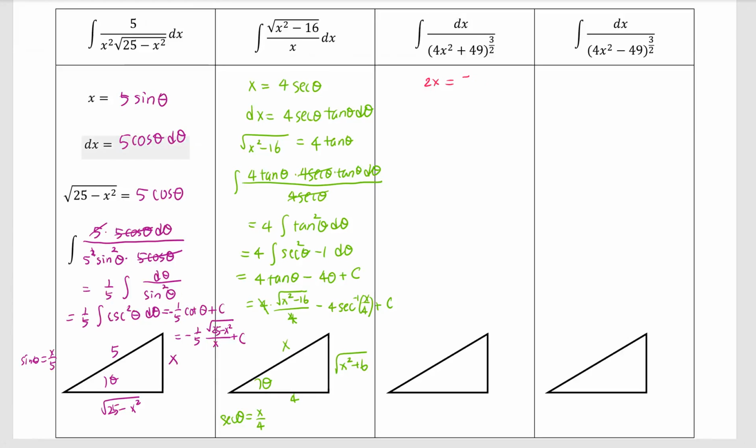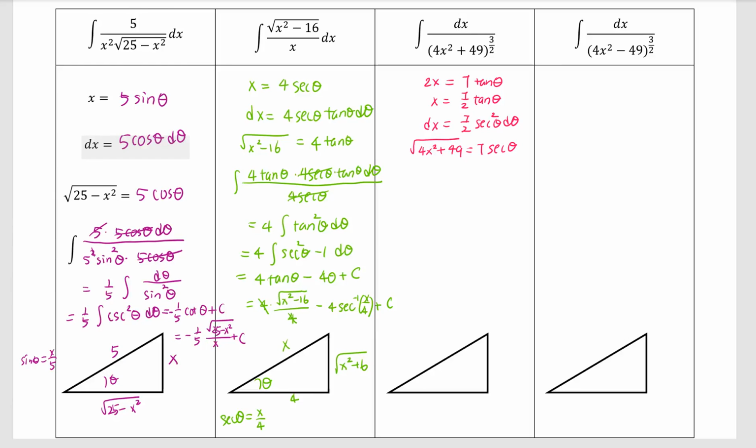So 2x is 7 tangent theta, and so x is 7 over 2 tangent theta. Then dx is 7 over 2 secant theta squared d theta. Okay, so what's the square root term? The square root of 4x squared plus 49 is 7 secant theta. Oh, be careful, this is just 7, not 7 over 2. The square root term is always a, and either cosine, tangent, or secant.